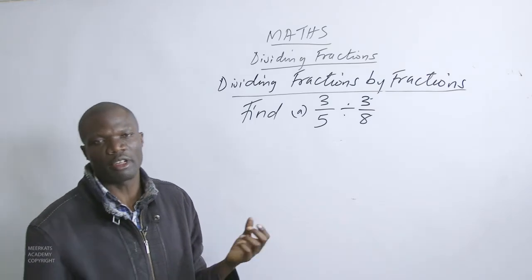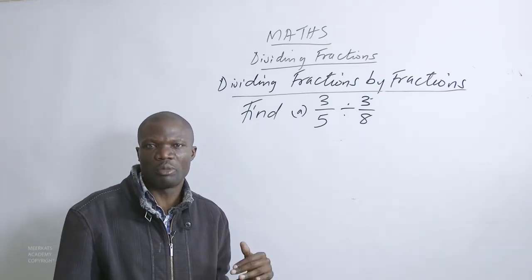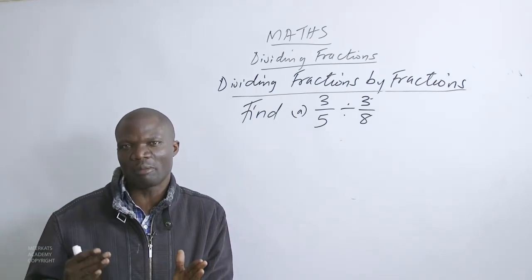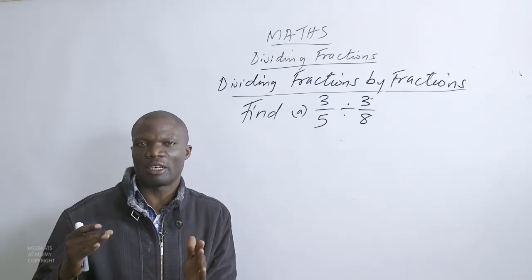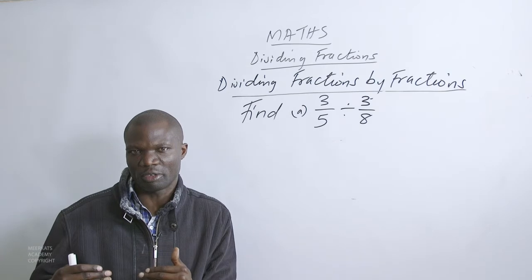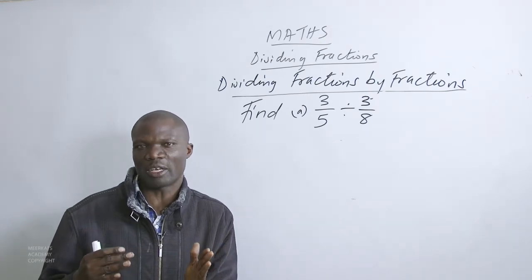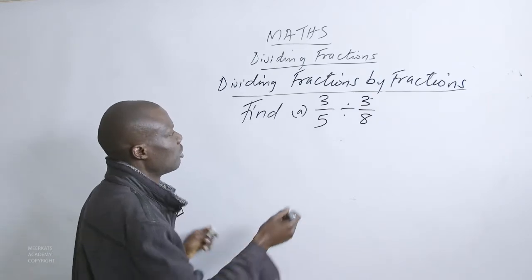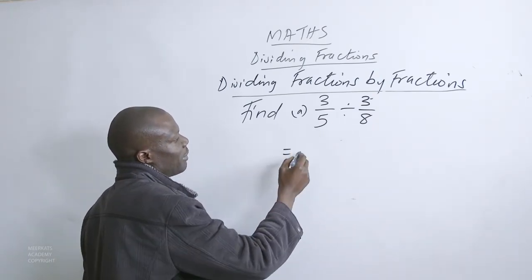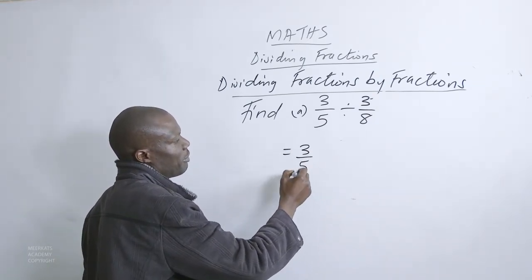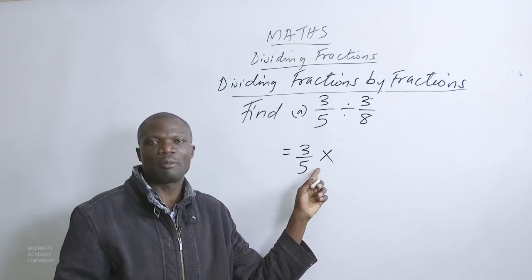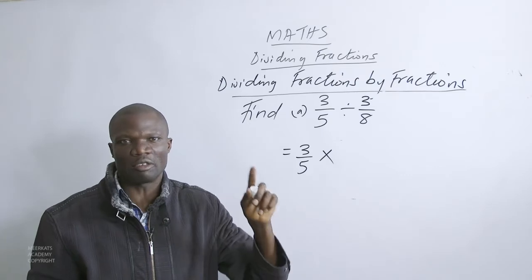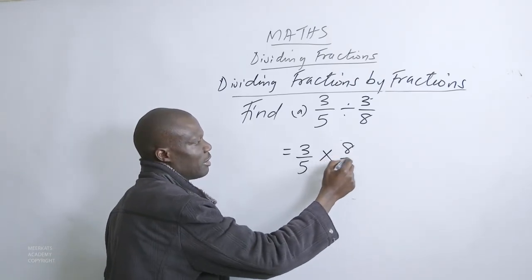Then we saw earlier on that when we are dividing fractions, it is the same as multiplying by its reciprocal, where you swap the numerator and the denominator. So this will be the same as 3 over 5. When we place the multiply sign, we shall not maintain 5 over 8, but the reciprocal of 5 over 8, which is 8 over 5.